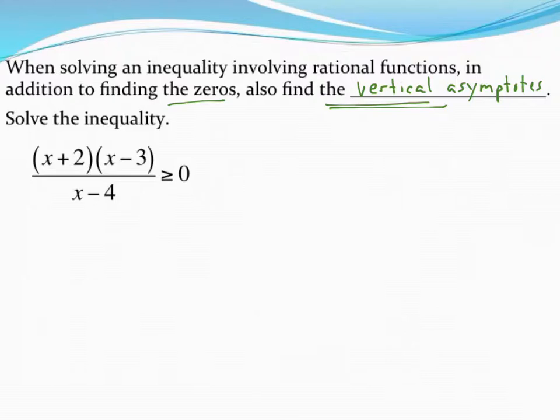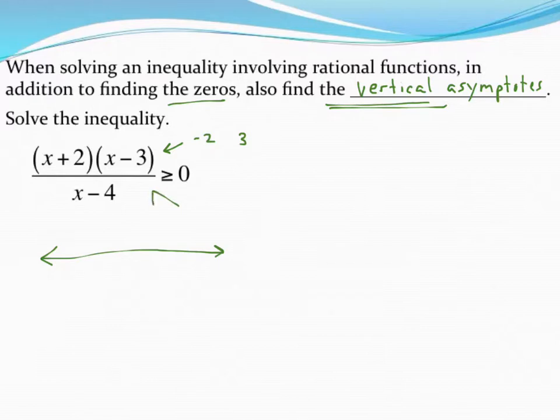So let's start with one that's already been factored for us, and like we've done before, I'm going to make my number line, and I'm going to include my zeros and my vertical asymptotes. Recall that to find the zeros of a rational function, it's whatever makes the top equal to 0. So in this case, my zeros are going to be -2 and +3.